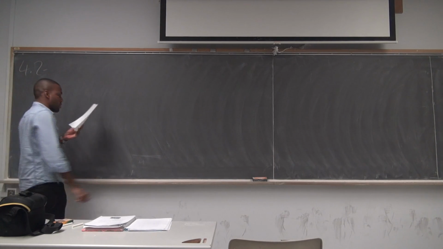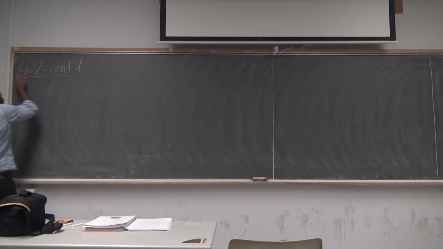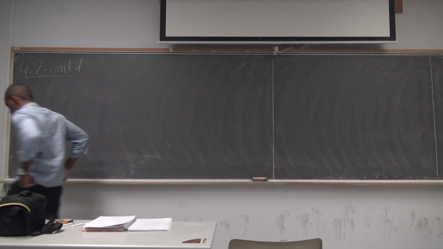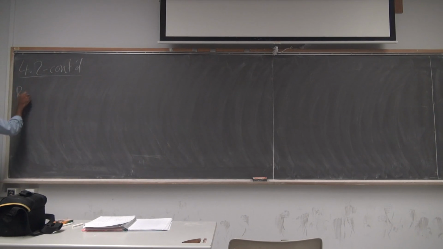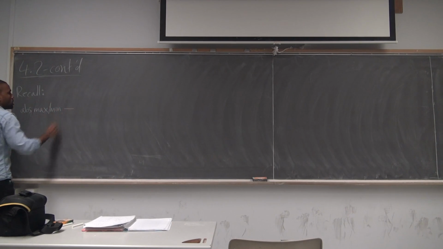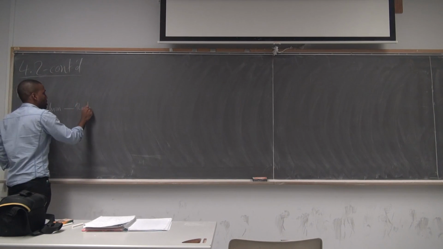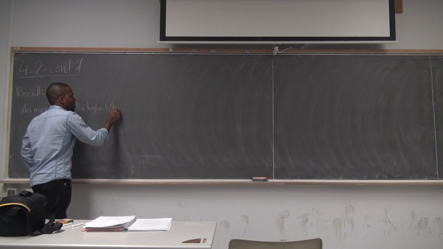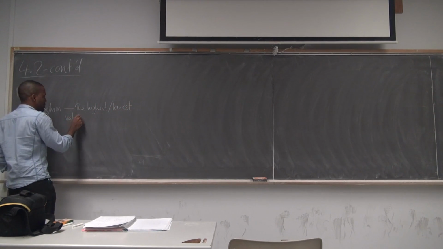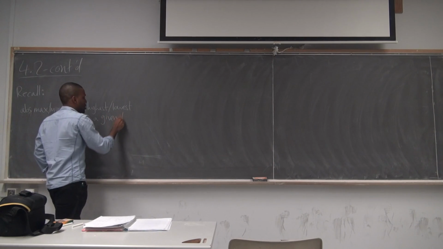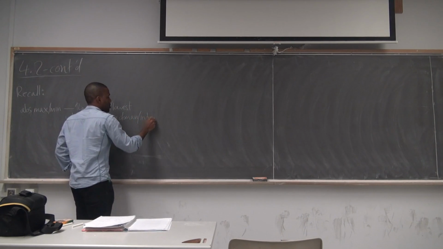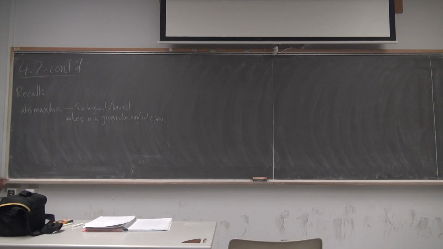Okay, we are going to continue with 4.2, maximum and minimum values. Last time we started talking about two kinds of maximums and minimums. We talked about the absolute max and min, the highest and lowest values in a given domain or interval. So you specifically state the domain or interval, and you want to find the biggest or smallest values on the entire domain. And we spoke about local max and mins.